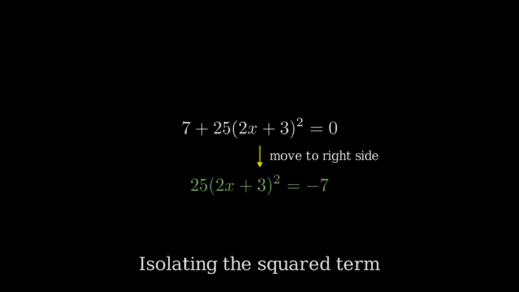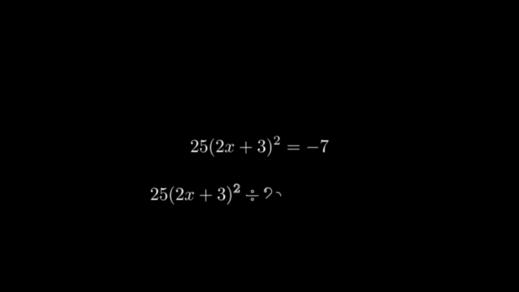In our next step, we'll need to isolate the expression inside the parentheses, which is 2x plus 3. We'll do this by dividing both sides by 25 and then taking the square root. Let's continue with our quadratic equation. We have 25 times the quantity 2x plus 3 squared equals negative 7. To isolate the squared binomial term, we'll divide both sides of the equation by 25. This is a crucial algebraic move that will simplify our equation significantly. Let's highlight the terms involved in this division.